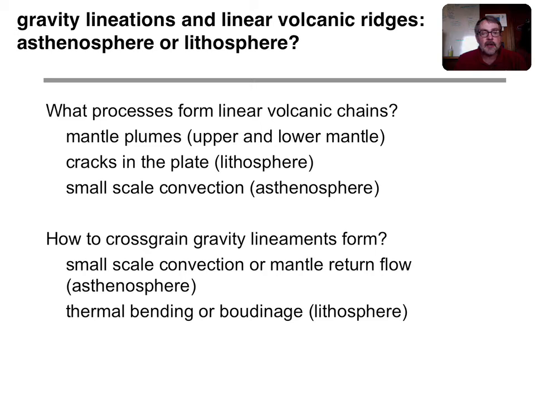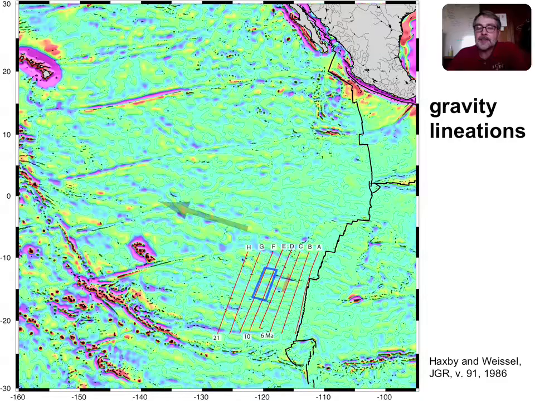And the second item is how do we form these cross-grain gravity lineaments. And I'll show you an example of what they are next, because they're really quite odd structures, completely unrelated to plate tectonics. Are they due to small-scale convection or thermal bending or something in the lithosphere? Next slide. Okay, so let's go to the next slide.